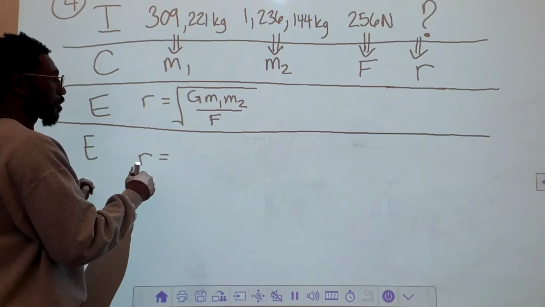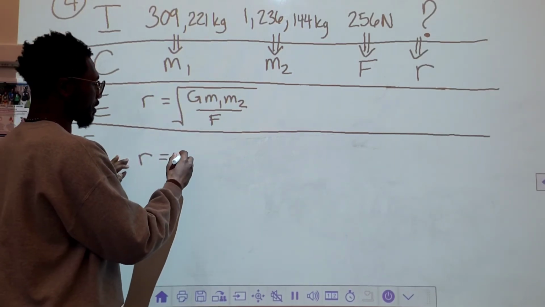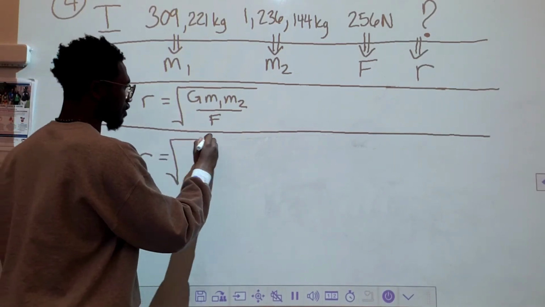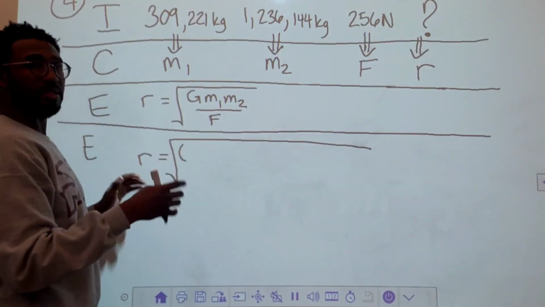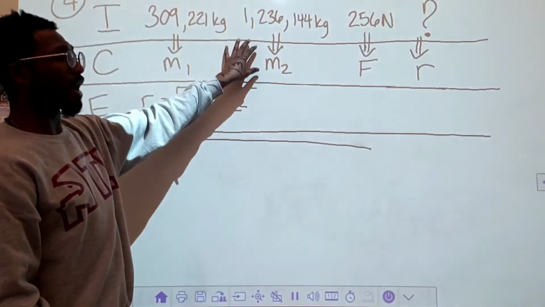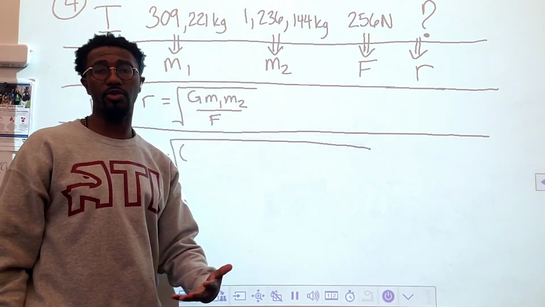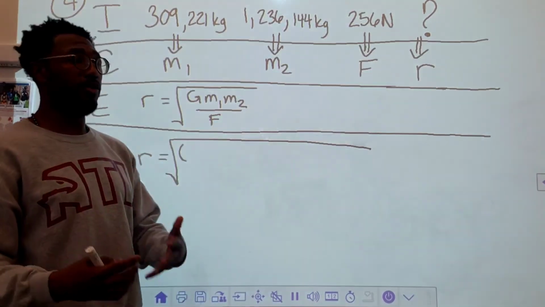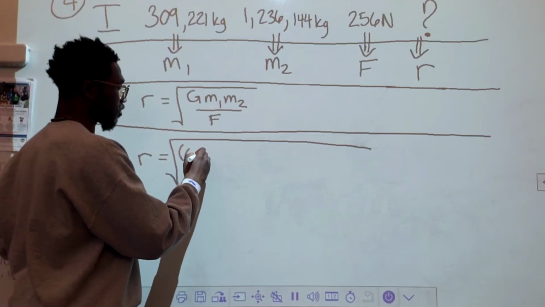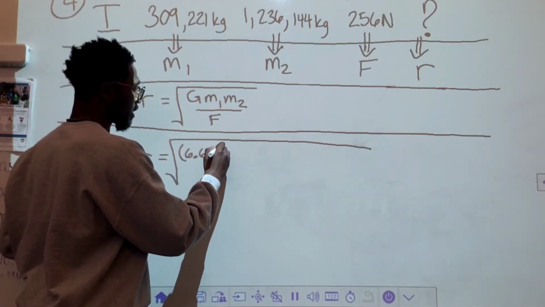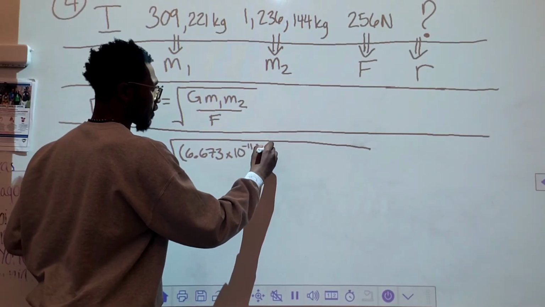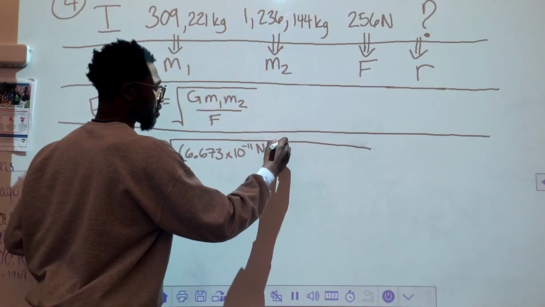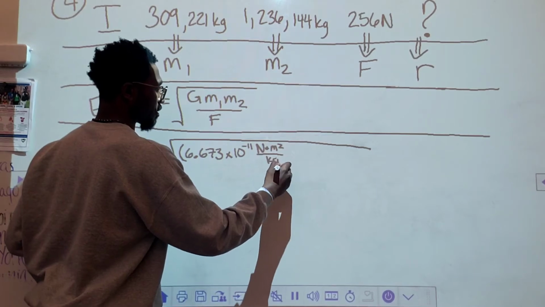So we're just plugging it in exactly as it appears in the equation. I'm going to draw my square root symbol. Now remember, G is always the same. We didn't get that from the problem. It is just the gravitational constant. So we know the gravitational constant is always 6.673 times 10 to the negative 11 power, newtons meters squared over kilograms squared. So those are the units.